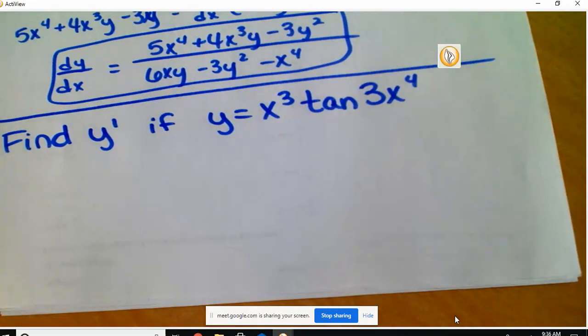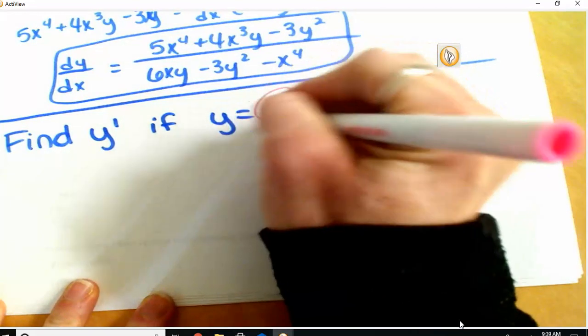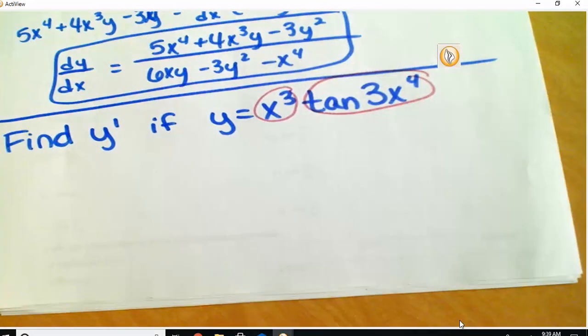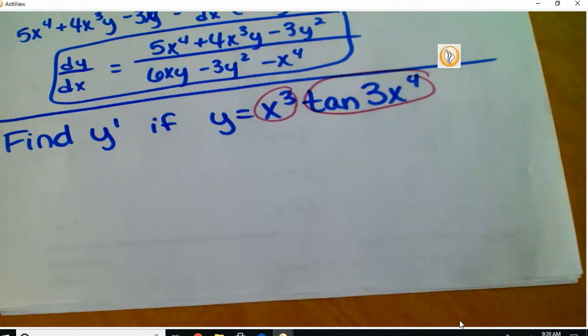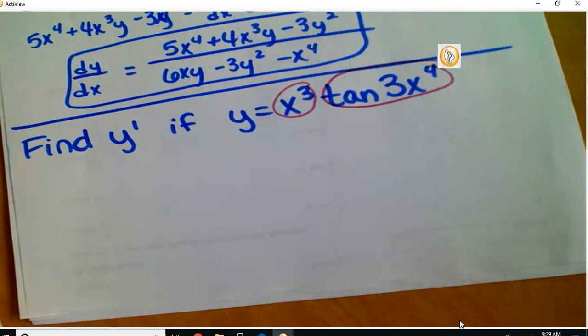Figured we could use another trig function practice problem. Yes, you have to do a product because we have this x cubed times the tangent of 3x to the fourth. Okay, does that mean you have like tangent to the fourth power? No, that fourth is just on the x. Okay.